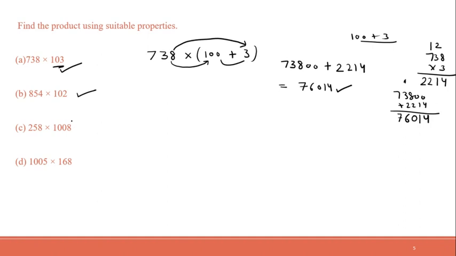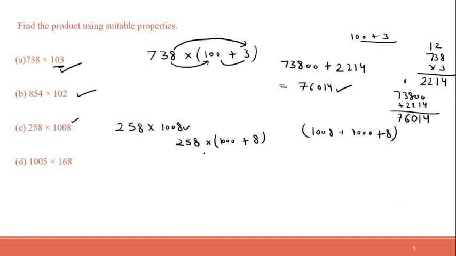Got it? Now coming to this one, 258 multiplied with 1008. What is this term? If I split it into two, 1008 can be written as 1000 plus 8, right? So if I write 258 multiplied with 1000 plus this 8, what will we do? First multiply these two, 258 and 3 zeros, because of this 1000, plus 258 into 8. We will multiply this with 8 here, right?